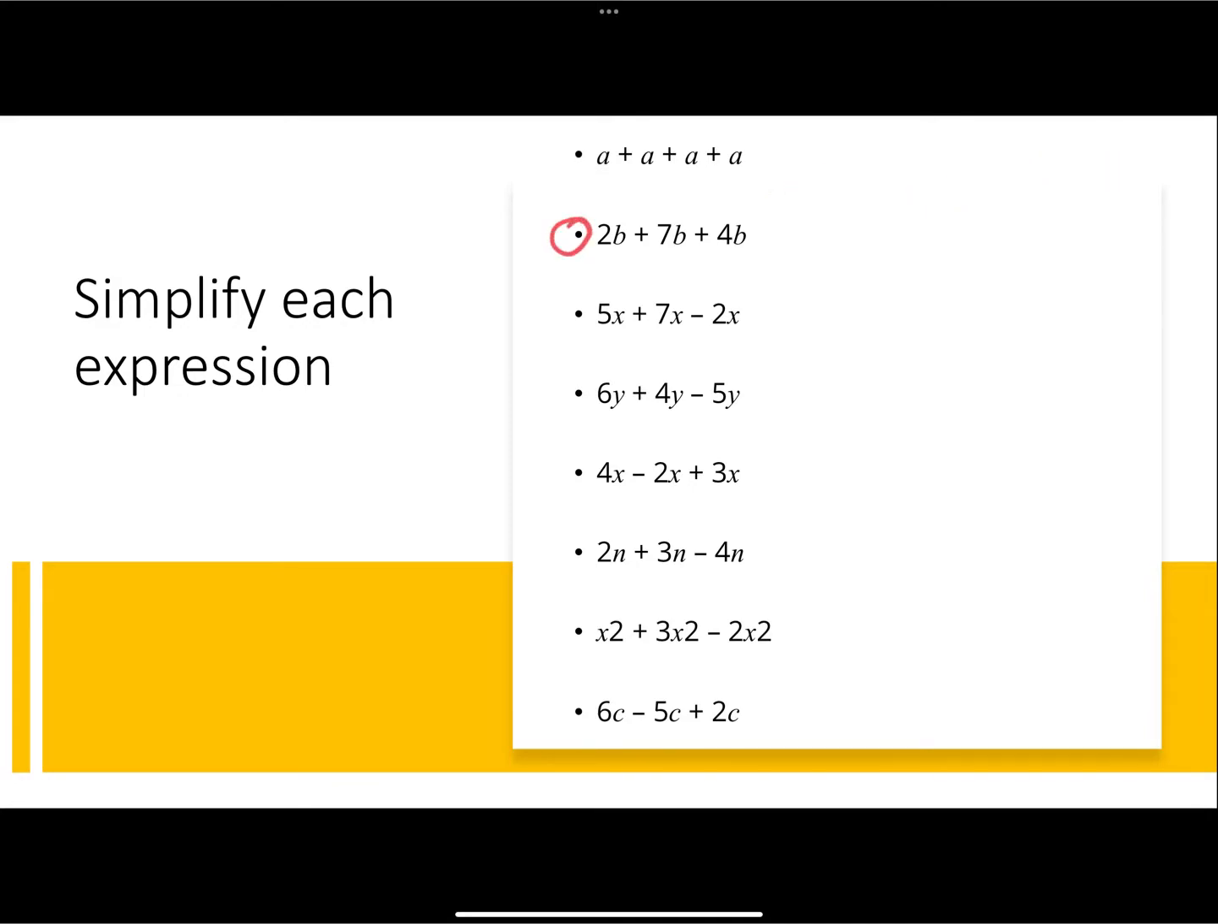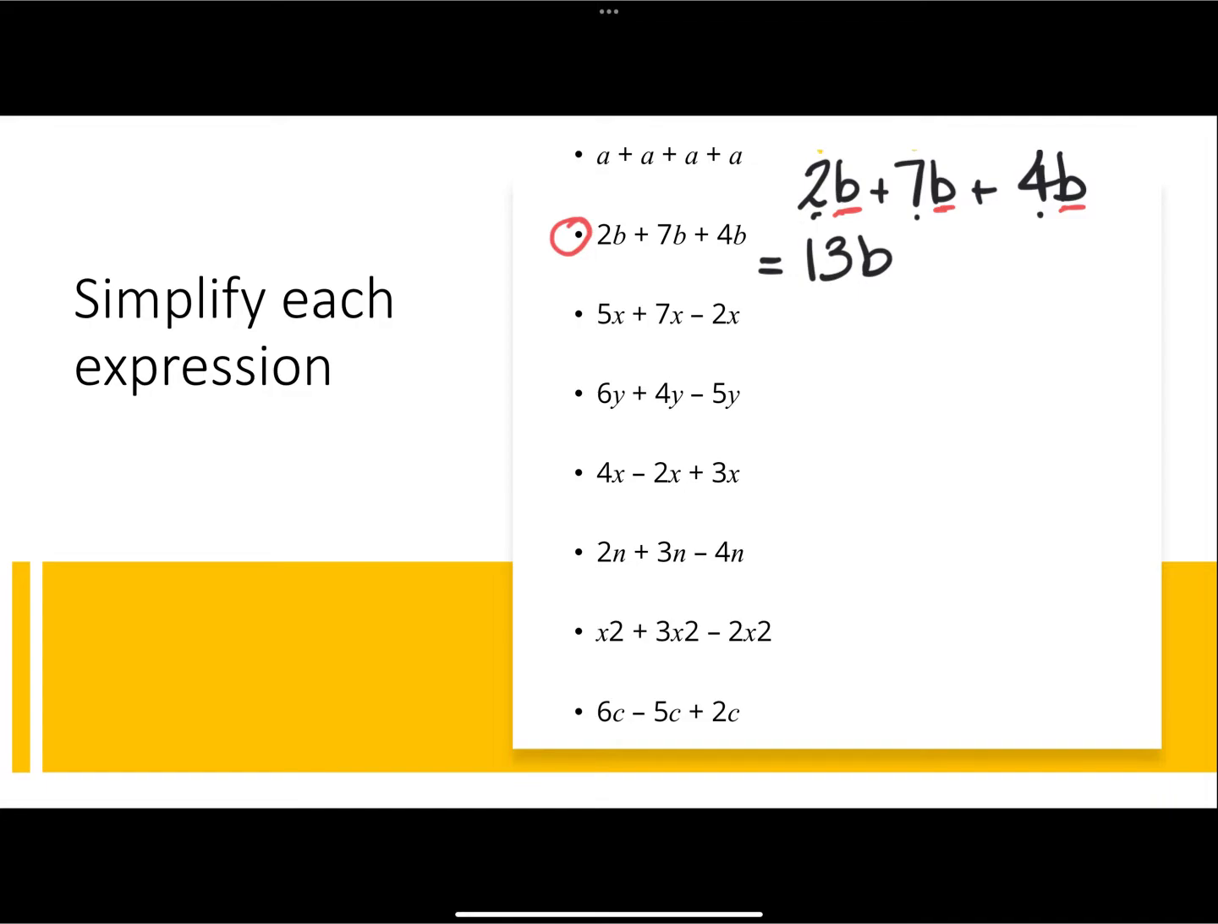In the second question, I'm going to rewrite the question again. 2 b's plus 7 b's plus 4 b's. Now because these are all b's, I can just add these numbers together and keep the b at the back. So I have 2 plus 7 is 9, plus 4 is 13, but I must keep the b, 13 b's. Now of course the real question is, prove it.